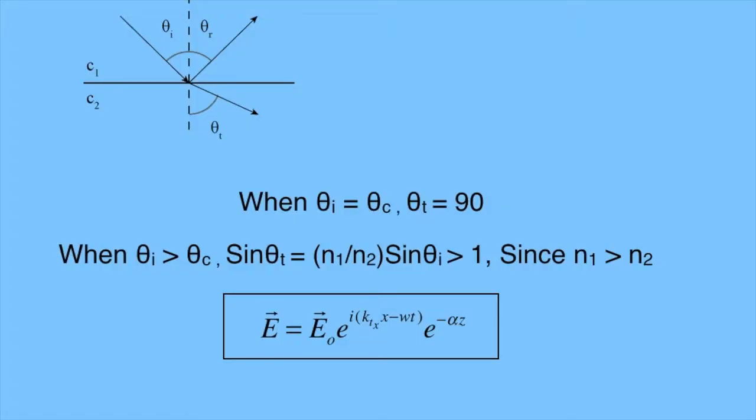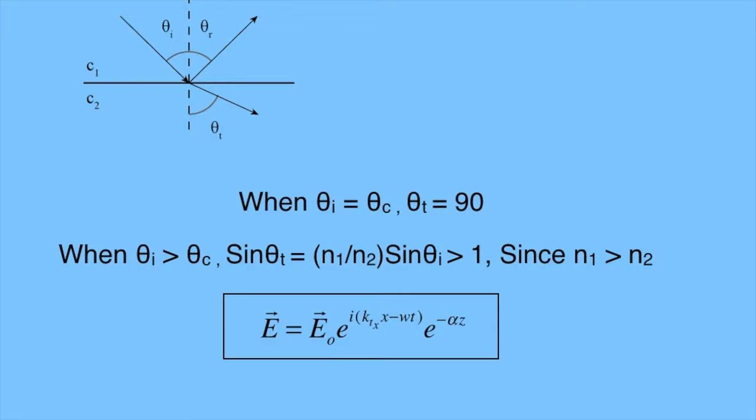Now, as we can see in this slide, we have this diagram where we have refraction going on. When the incident angle, theta i, equals theta c, theta t becomes 90 degrees. That is, the refracted ray goes along the interface. Now, when theta i becomes greater than theta c, what we have been told is that there is no refracted ray. But mathematically, sine theta t equals n1 by n2 sine theta i. This equation comes from Snell's law, which says that n2 sine theta t equals n1 sine theta i. Now, when sine theta i becomes greater than sine theta c, sine theta t becomes greater than 1, since n1 is greater than n2.